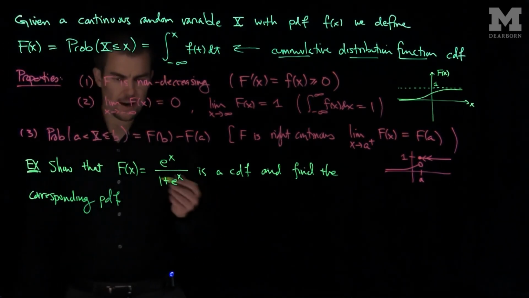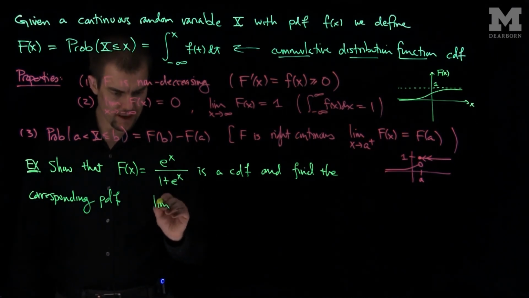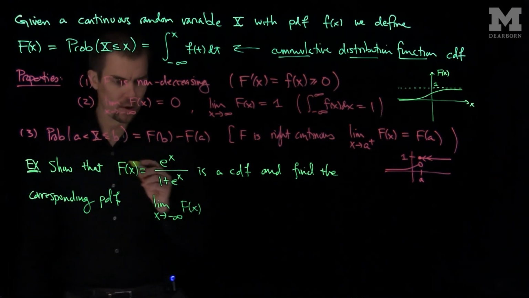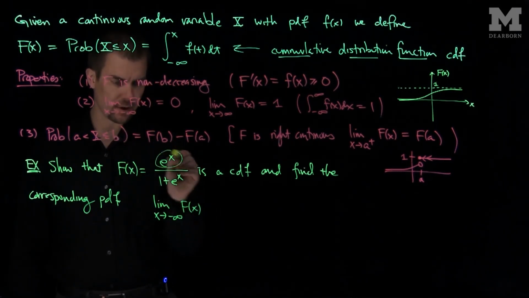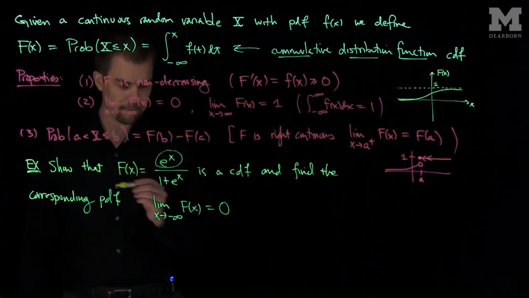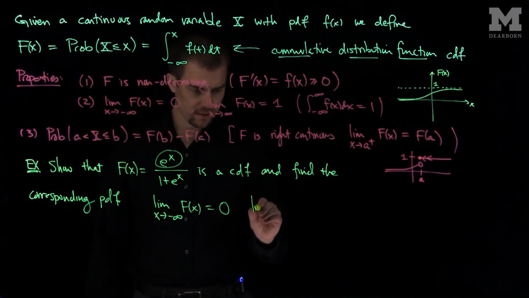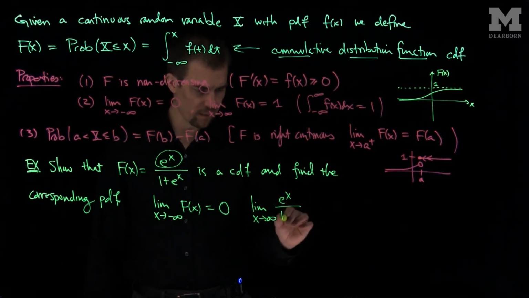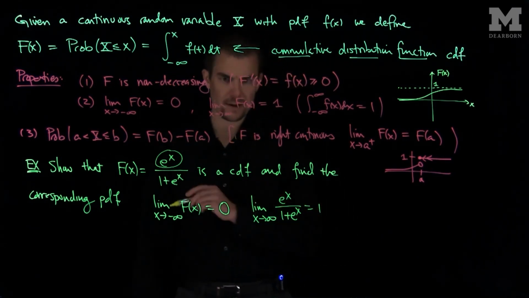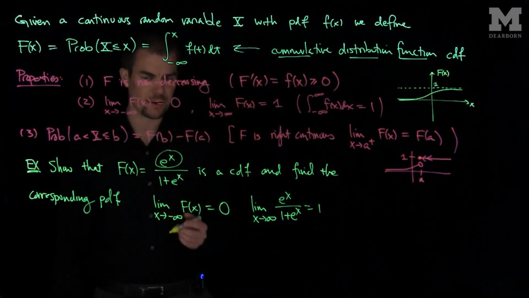So what we see is if I look at the limit as x goes to negative infinity of this function F of x, the top of this function is going to 0, and the bottom of the function is going to 1, so indeed this is 0. If I look at the limit as x goes to positive infinity of e to the x over 1 plus e to the x, we can easily see by L'Hopital's rule that this will turn into 1. So indeed it satisfies these limit conditions.